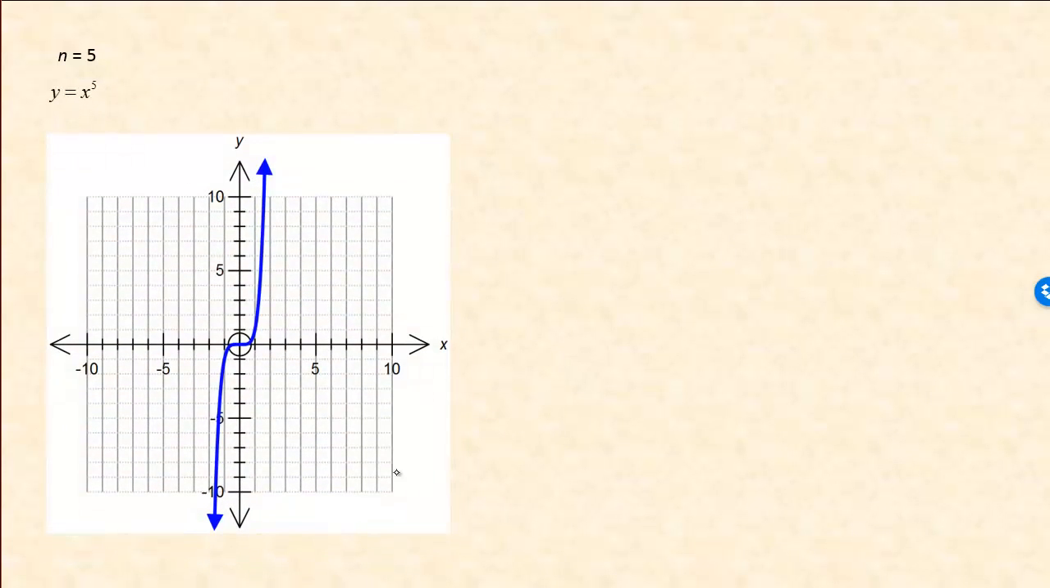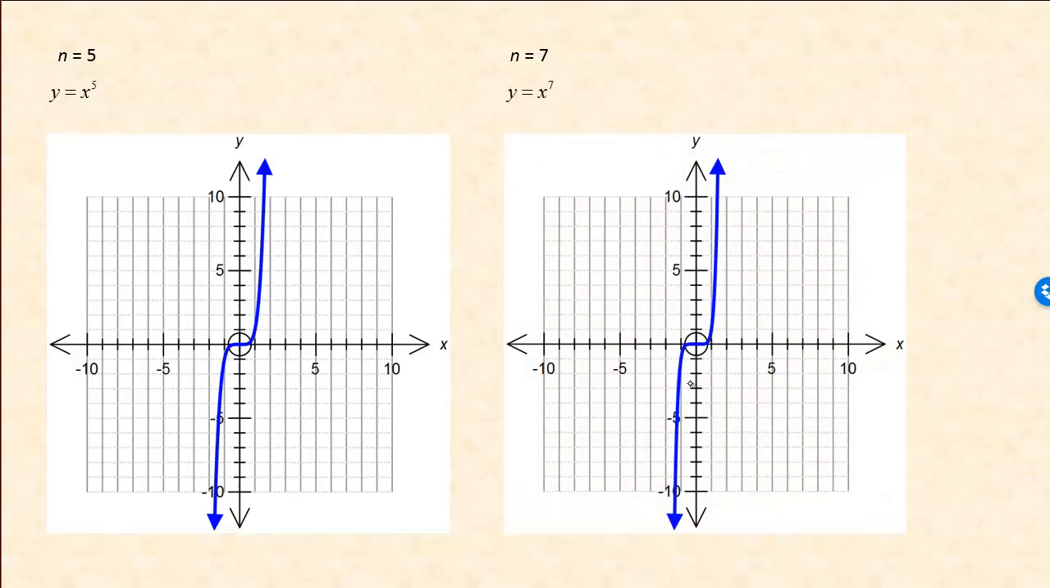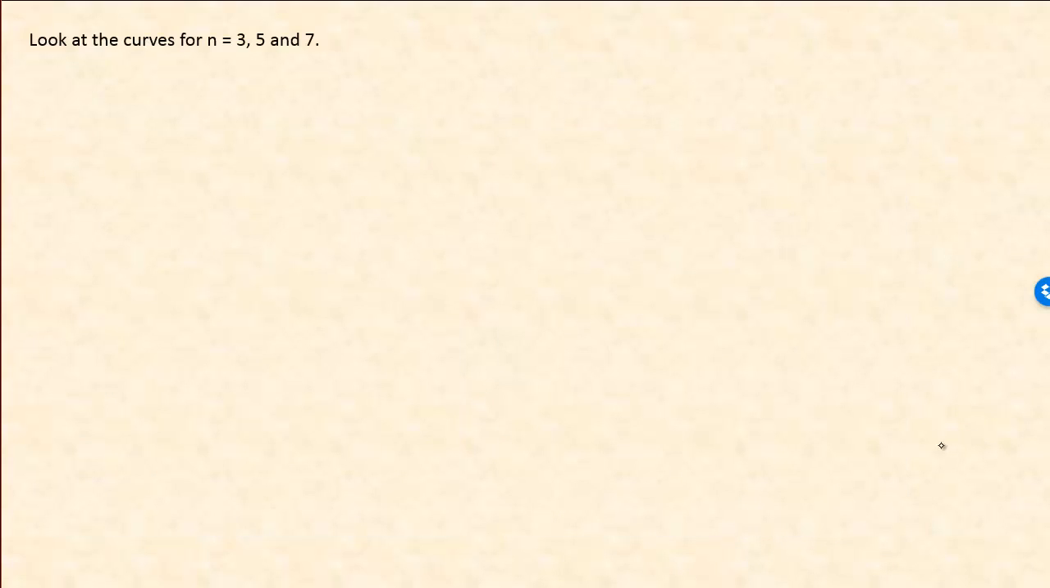So when we move to n equals 5, so y is x to the 5, that looks like this, and you'll note it's very similar to the x cubed. When n equals 7, we get y equals x to the 7, and you'll notice there's similar features again. And we're going to discuss some of these things.